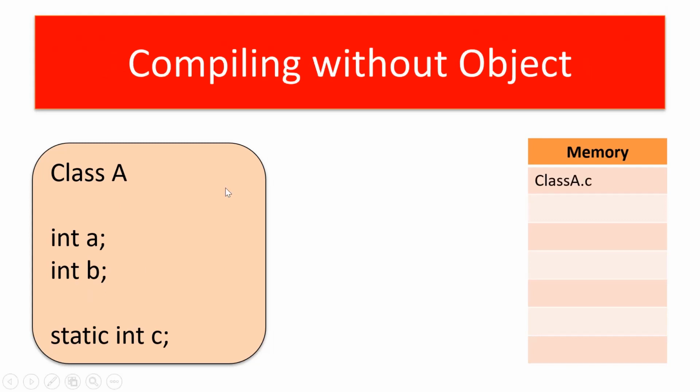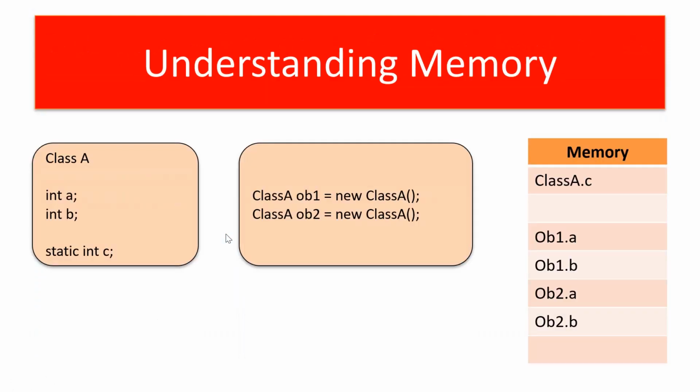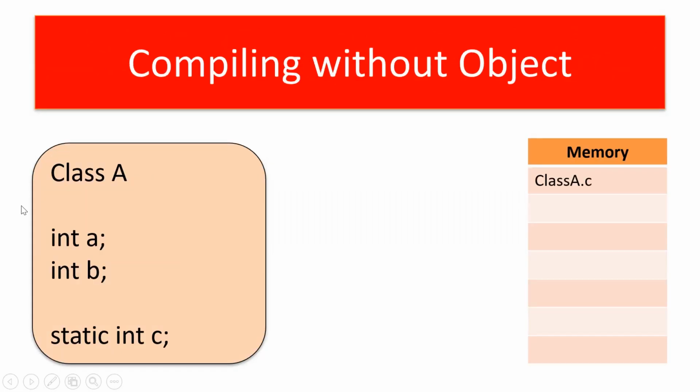Imagine I am just compiling this code alone without creating any object. There are no lines like that. I have removed this line, and I am just keeping this class alone and compiling it. What are the memories created here?